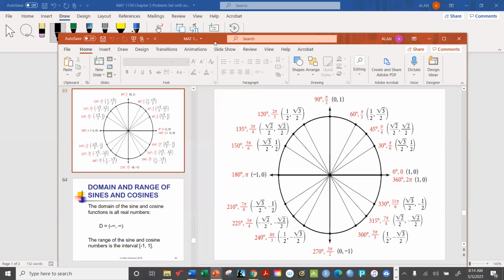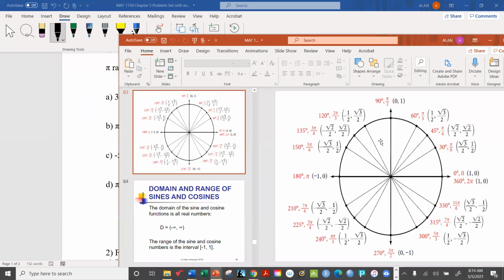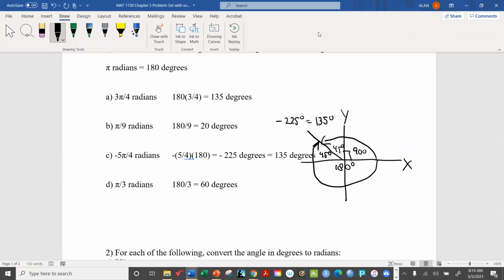Let's see, pi over 3 is right here. Yes, 60 degrees, perfect. All right, so that wasn't too painful.